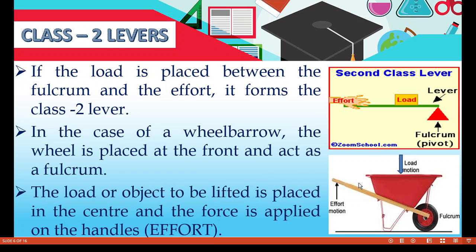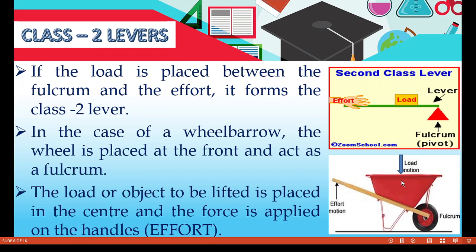So look at this diagram. In the case of a wheelbarrow, the wheel is placed at the front and acts as a fulcrum. Here the wheel acts as a fulcrum, and it is fixed and placed at the front. So the load or object to be lifted is placed at the center. Usually the object or the load will be placed in the basket.